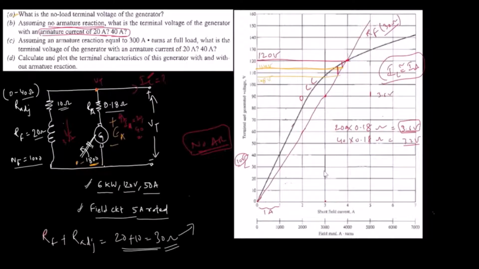Directly, the armature current is given. When no armature reaction is present in the machine, I just calculate the vertical drops, the IA RA drops. So RA is known, IA is given. I calculate the voltage, place it between the OCC and RF line, and calculate the terminal voltage. That's it, very simple.